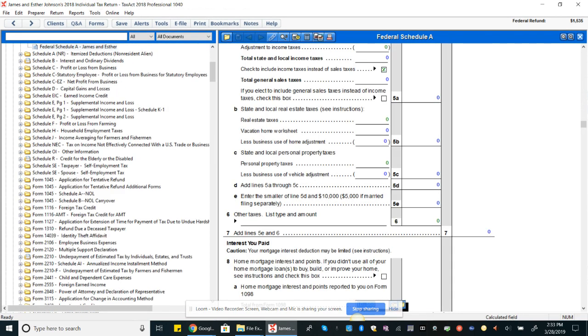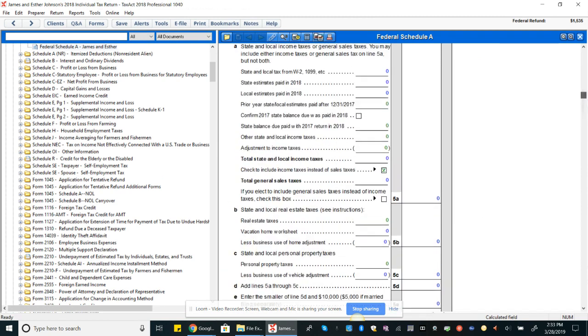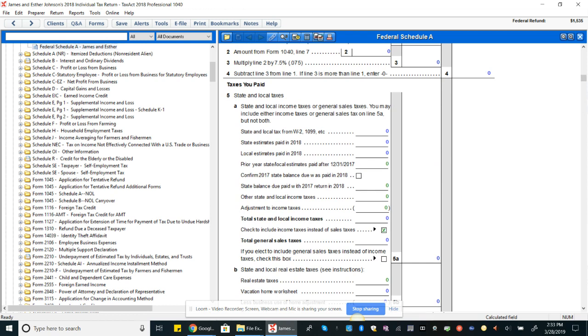We'll click back. Now we have real estate taxes. So state and local taxes, income tax, sales tax, and here we have real estate taxes down here, and it is green. So we just enter our real estate taxes in here. These aren't reported on any form.